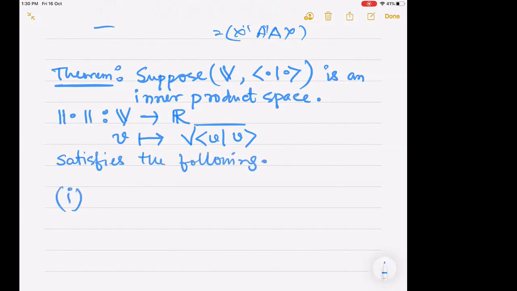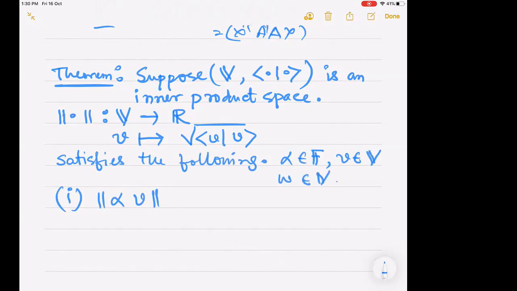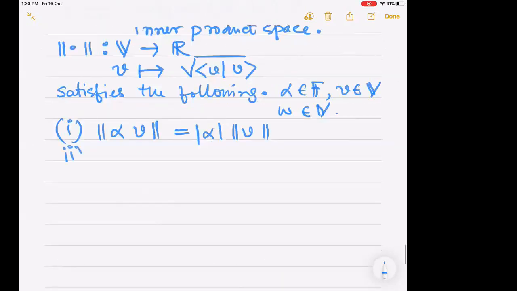Number one, it's so-called homogeneous. That is, alpha times v, where alpha is an arbitrary scalar and v is an arbitrary vector in the vector space, and w is also an arbitrary vector in the vector space. For that, we have the norm of alpha v must be equal to the magnitude of alpha times the norm of v. This is called homogeneity. Then the norm of v is greater than or equal to 0 for all v in V, and this is equal to 0 if and only if v is equal to 0.